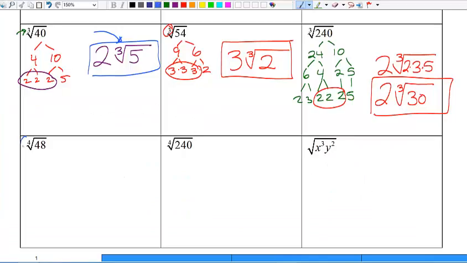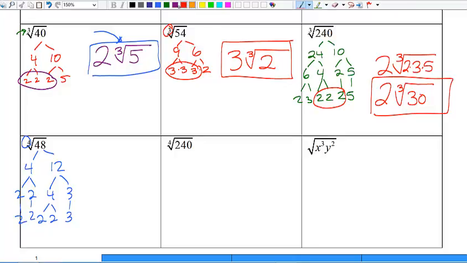Alright, now we got a 4th root, so now I'm looking for groups of 4. So 48 is 4 times 12. 2 times 2, 4 times 3. Don't forget to bring all of the numbers down so they're all on the same level.